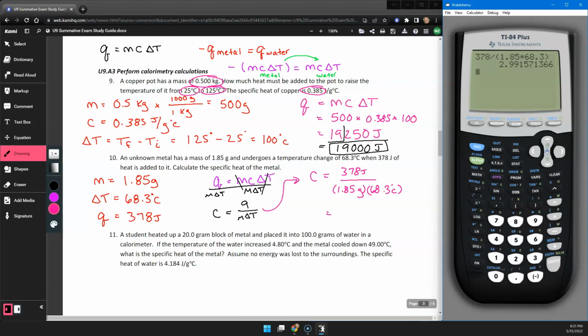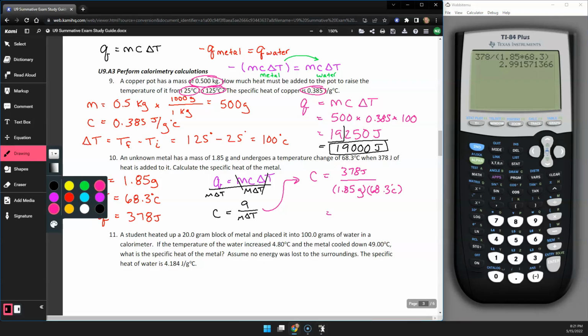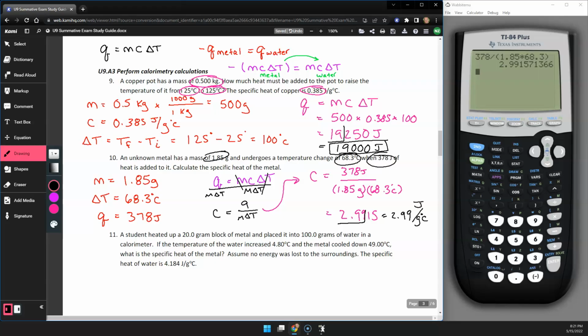Enter. All right. So we've got 2.9915. All right, so 3 sig figs, 3 sig figs, 3 sig figs. We're going to round this to 2.99. And our units are going to be joules over grams degrees Celsius.